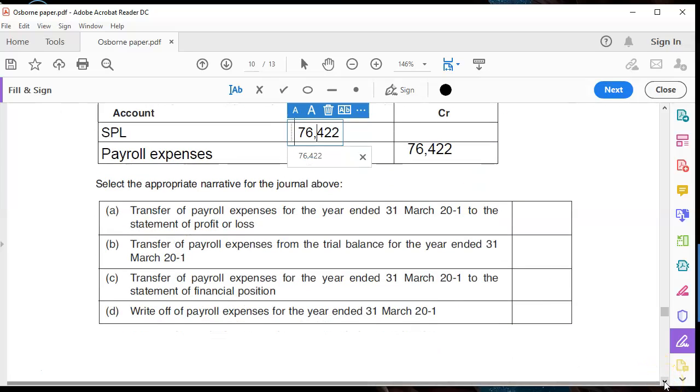They want you to choose a suitable narration. Transfer of payroll expenses for the year ended 31st of March 2011 to SPL. That looks like a correct one. Let's look at the others also.